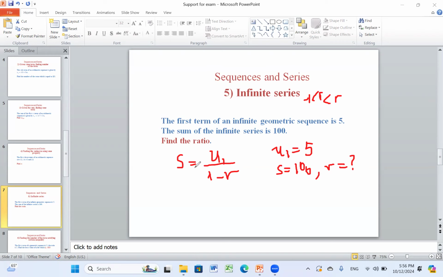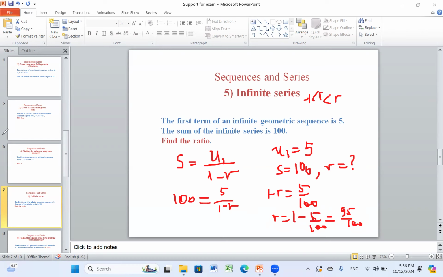Obviously, it's natural to put all the numbers here. So it's going to be 100 equals 5 over 1 minus r, which makes 1 minus r equal to 5 over 100. So r is equal to 1 minus 5 over 100, which is 95 over 100. This is our ratio, which makes the sum 100. So in this case we found the ratio.